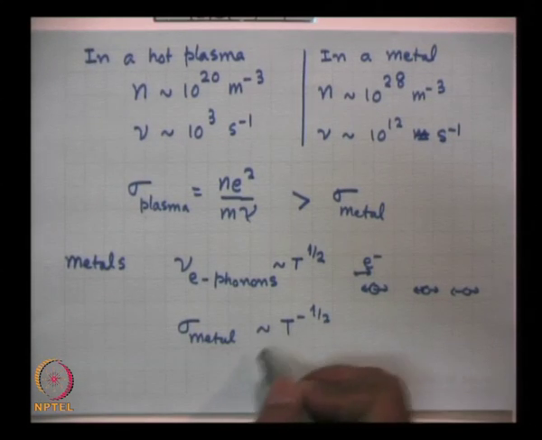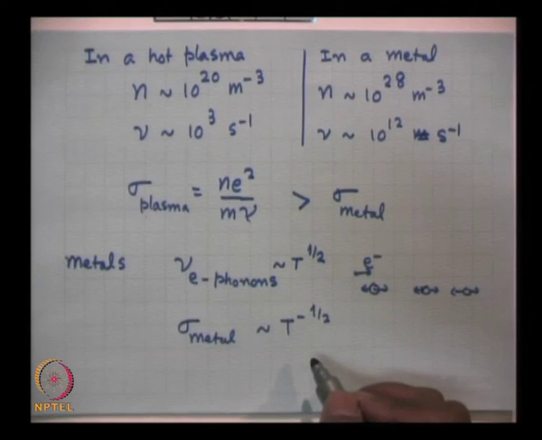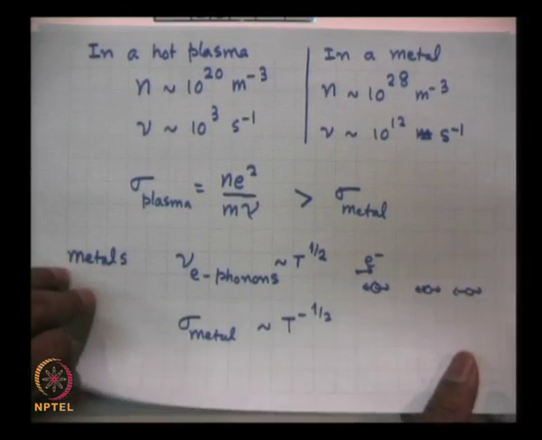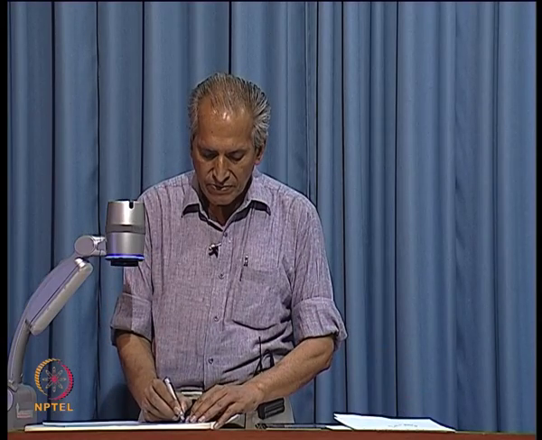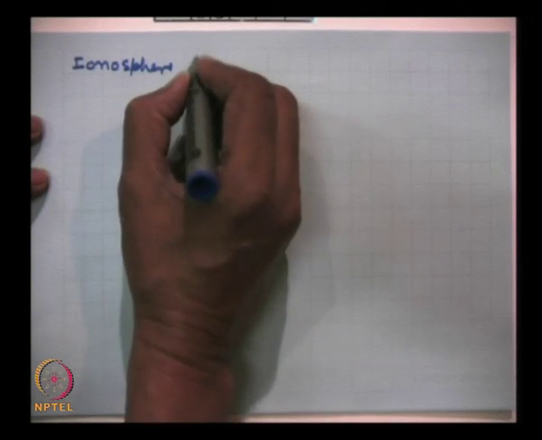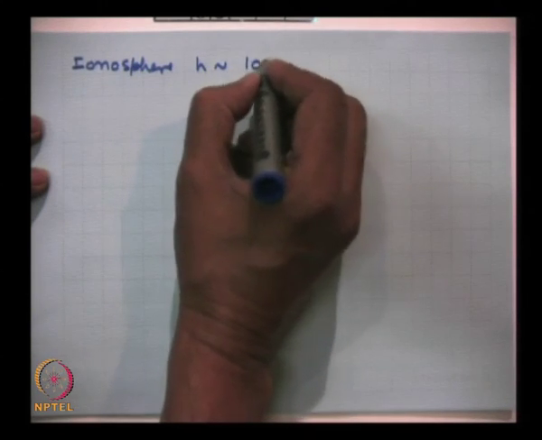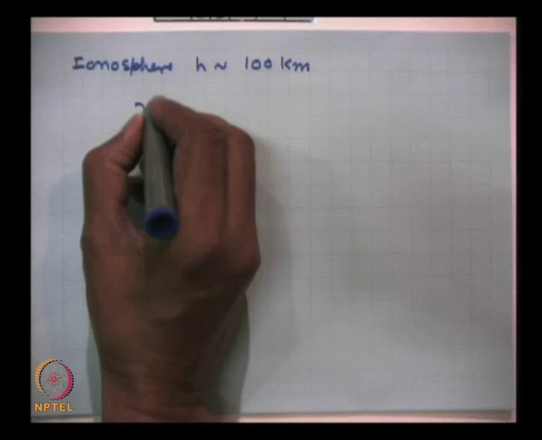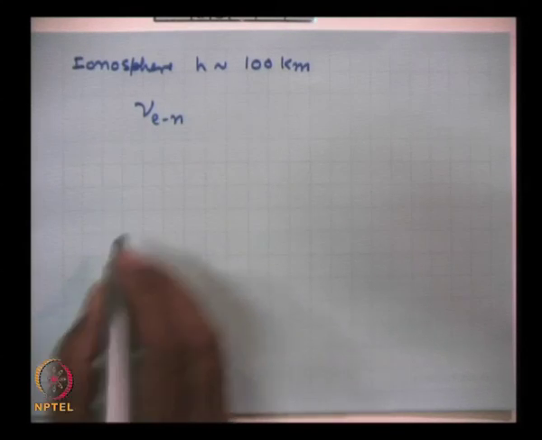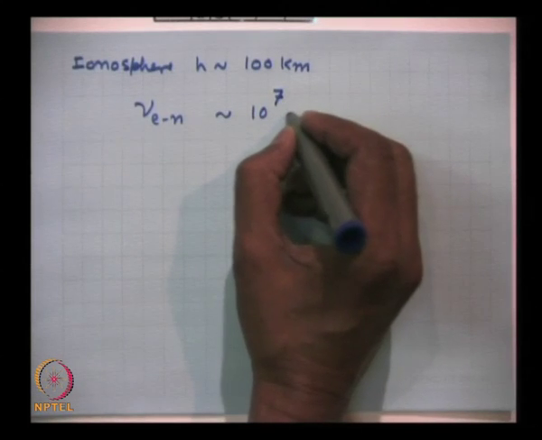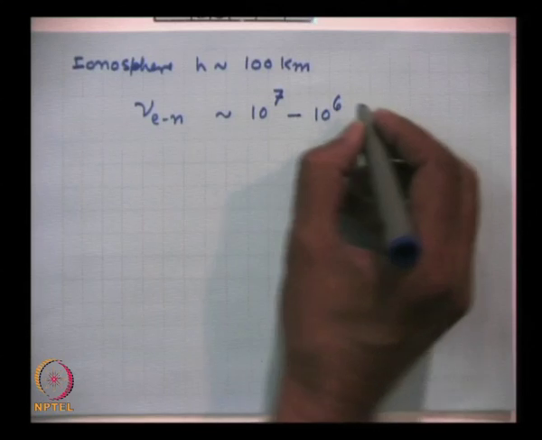In the case of plasmas, especially strongly ionized plasmas, collision frequency decreases with temperature and the opposite behavior happens. In the case of weakly ionized plasmas like the lower ionosphere, at a height of the order of about 100 kilometers above the earth, what happens? The collisions are between electrons and neutral atoms, and the value of this quantity is about 10 to the power 7. Actually, it decreases with height to 10 to the power 6 collisions per second.